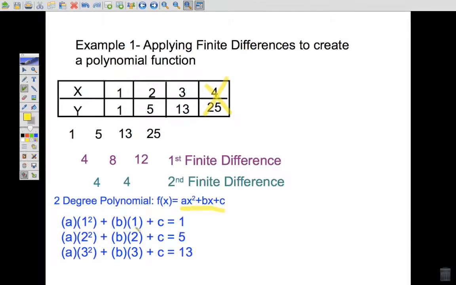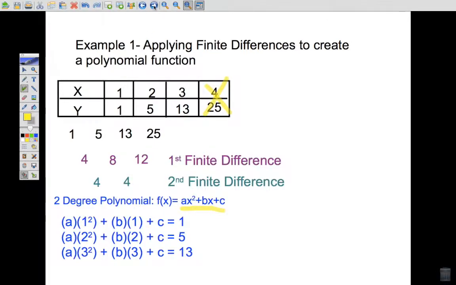Each of these equations was created by taking, in this case, the first ordered pair, the 1, 1. We're going to put 1 in place of x everywhere, and it's equal to the y value of the point, which was 1. For the next equation, I'll put 2 in place of x everywhere, and that equation will be equal to 5. Lastly, I'll put 3 in place of x everywhere. This equation is equal to 13.